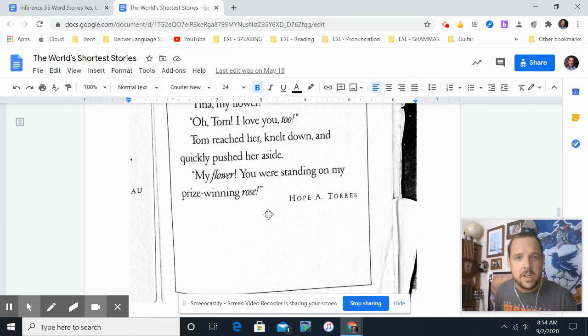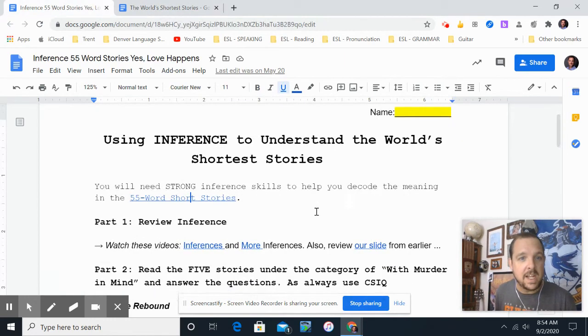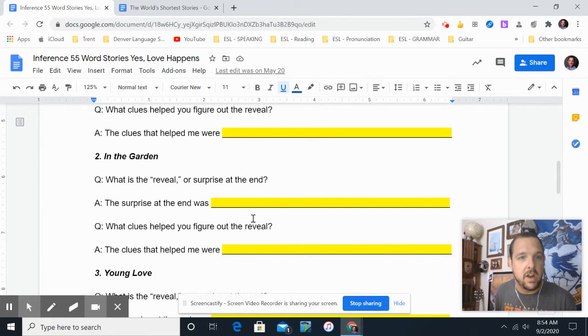So anyway, there's the story. So hopefully you have a good understanding of it. You want to go through that same process when you're reading the other stories to understand them. This is probably one of the easier ones. And then in the activity, so right here, in the garden, what is the reveal or surprise at the end?